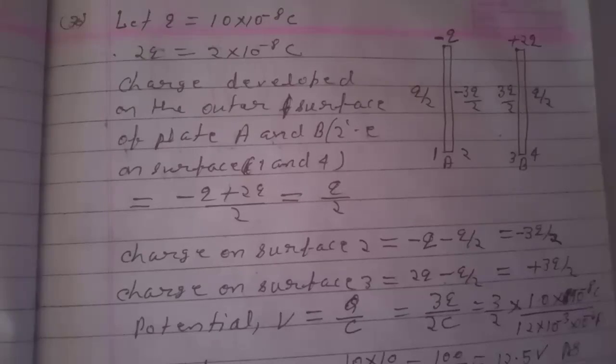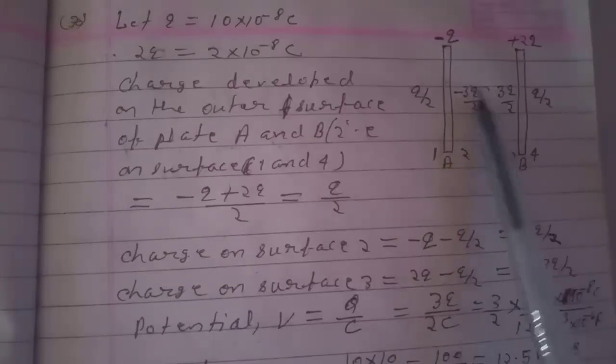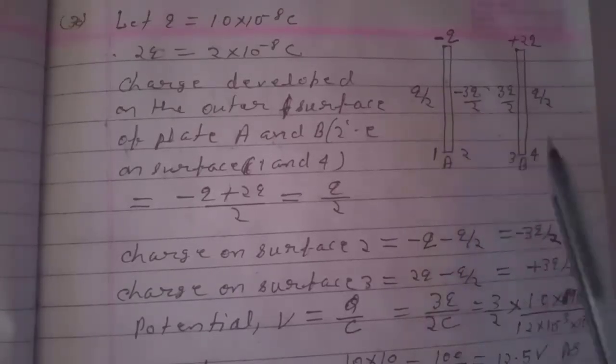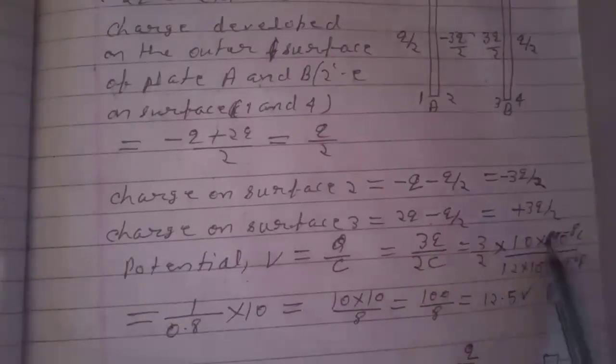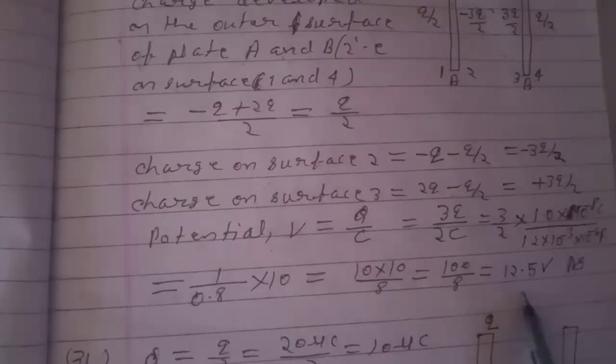Now potential is given by V equals Q by C, because the facing surface has charge of magnitude 3Q by 2. So we have to put 3Q by 2 in place of Q. So V will be 3Q by 2C. Using the values we get 12.5 volt as the answer.